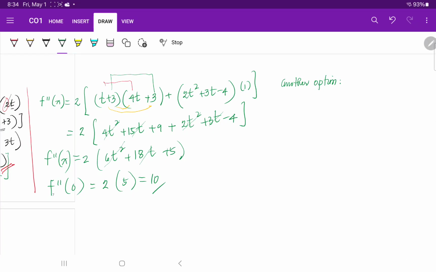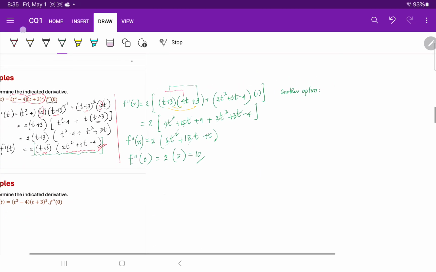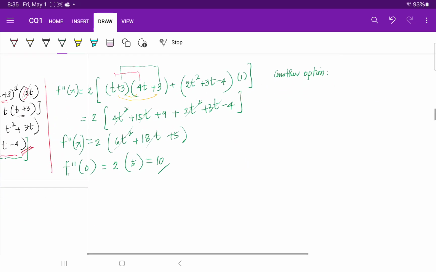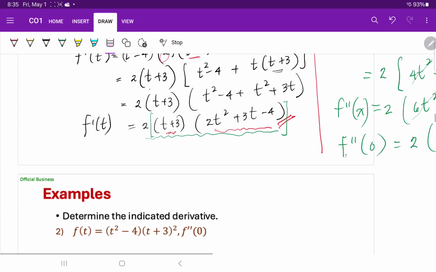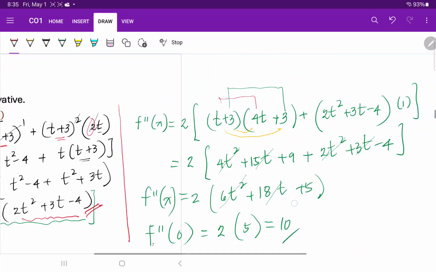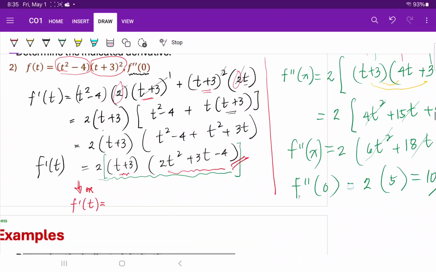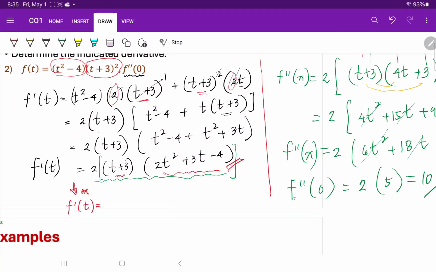We get the derivative, which is what? Let's copy the first derivative. Hold on, let's just solve it here since it's too far. Look at this one. This is another option: we simplify f prime of t before finding the derivative. We find the derivative of this function.